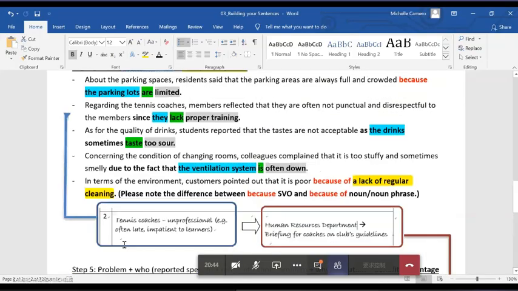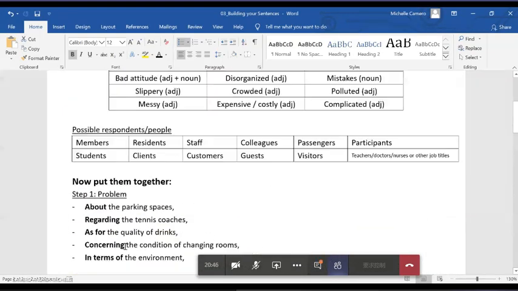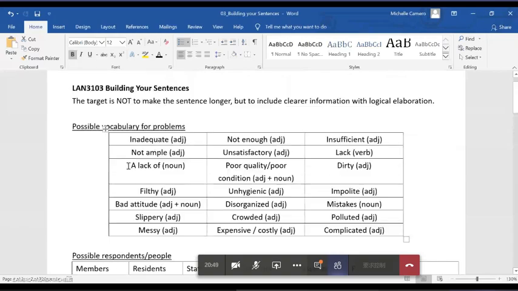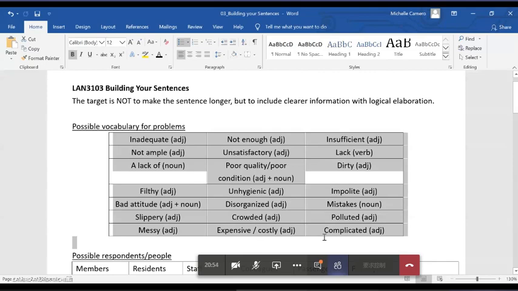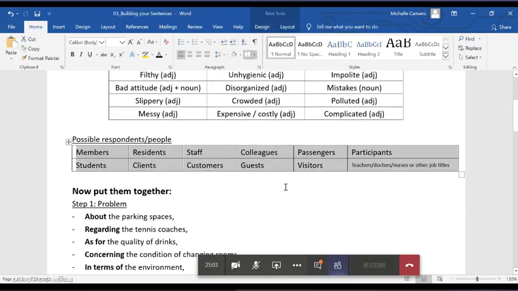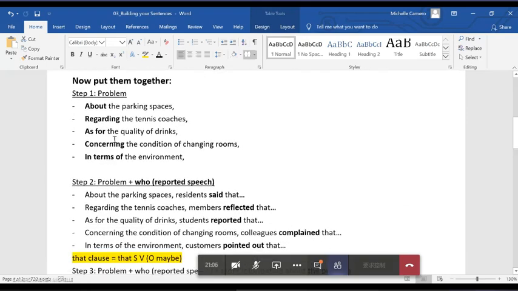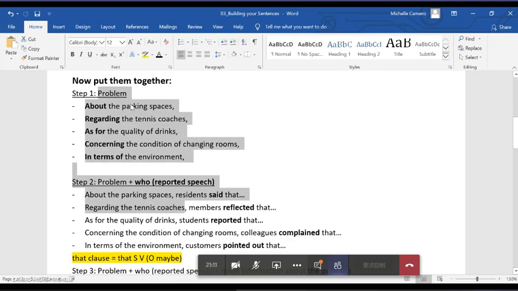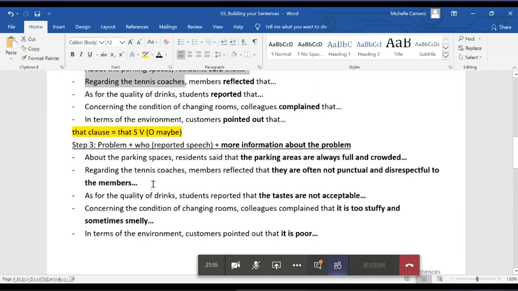So this is our paper about building your sentence and your paragraph. So remember, we talked about some possible vocabulary you would see. Most of them are adjectives, but not all. Notice they're negative adjectives because these negative adjectives are being used with the problem. We talked about possible groups of people that complained. All right, then we talked about the different steps that you can use to build your sentence. We've talked about the problem. You want to talk about who in reported speech, so who's the group of people. And then there's more information.